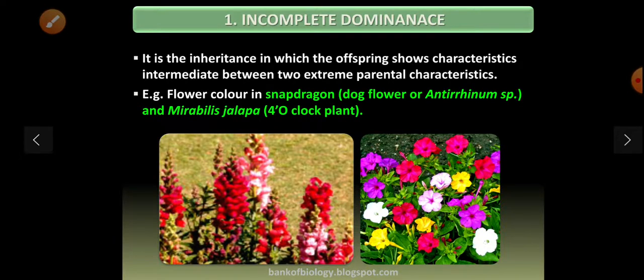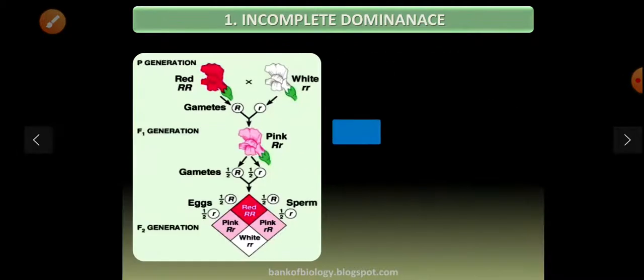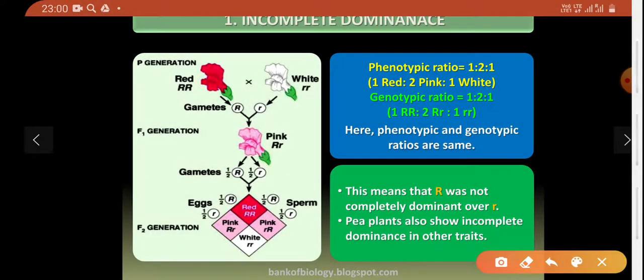Incomplete dominance is the inheritance in which the offspring show a characteristic intermediate between two extreme parental characteristics. An example is the flower snapdragon, or dog flower, or four o'clock, that is Mirabilis jalapa. Here, in the first generation, one flower is red and the other is white. If they are crossed, then a pink flower is obtained, which is entirely different from the parents.